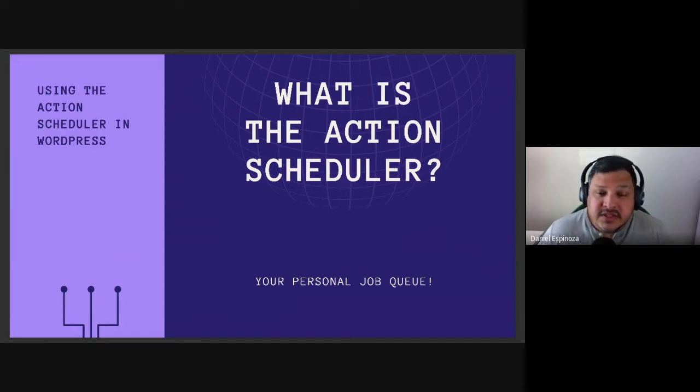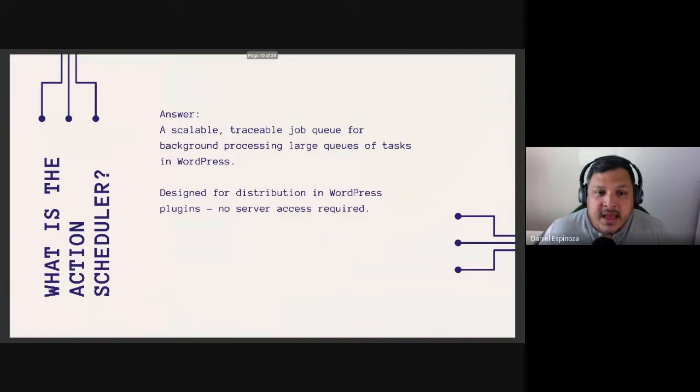The Action Scheduler is a scalable, traceable job queue for background processing large queues of tasks in WordPress. And it's designed for distribution in plugins with no server access required. We'll talk a little bit about how you can include it in a plugin, but you can also add it to your site as a plugin.